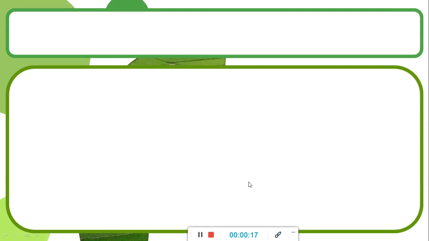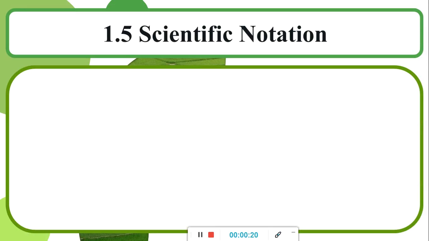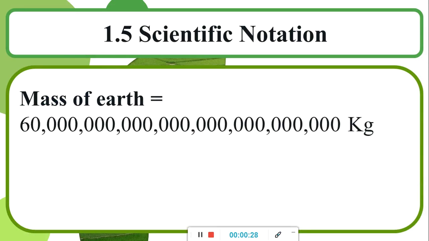As we see in physics, we have to work with large amounts as well as small amounts. For example, the mass of Earth is about 6 billion tons. If I want to write it in kg, then I have to put 24 zeros after 6. Scientific notation is a method in which we can write such big or small quantities in a very short way. In scientific notation, I can write the mass of Earth as 6.0 × 10 raised to power 24 kg.